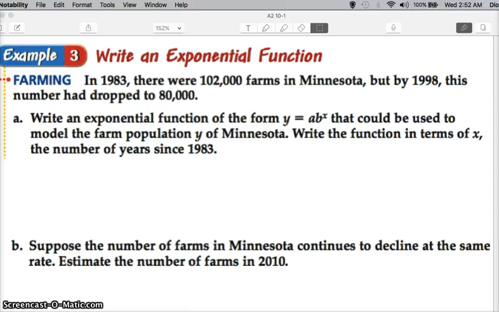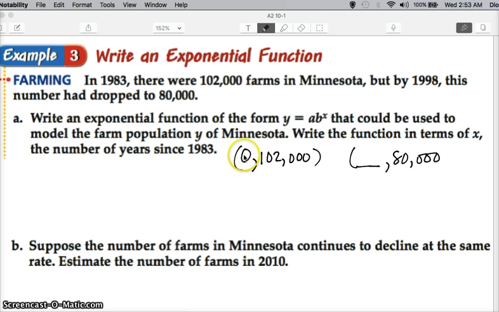In 1983, there were 102,000 farms in Minnesota, but by 1998, this number had dropped to 80,000. So the first thing we're going to do in part A is to write an exponential function of the form y equals a times b to the x that could be used to model the farm population y of Minnesota. We're going to write the function in terms of x, where x is the number of years since 1983. What this tells us is that 1983 is 0.